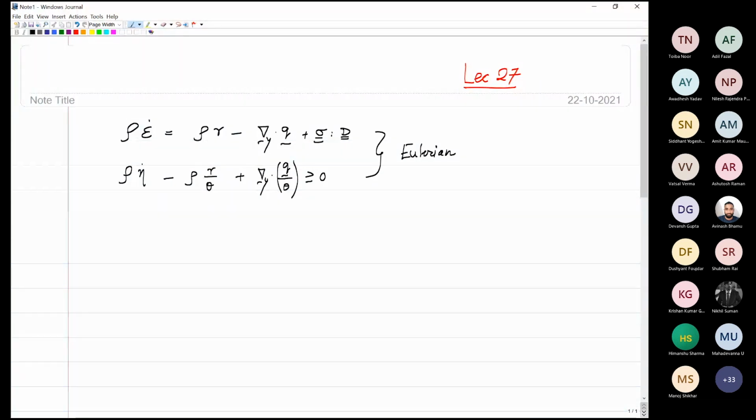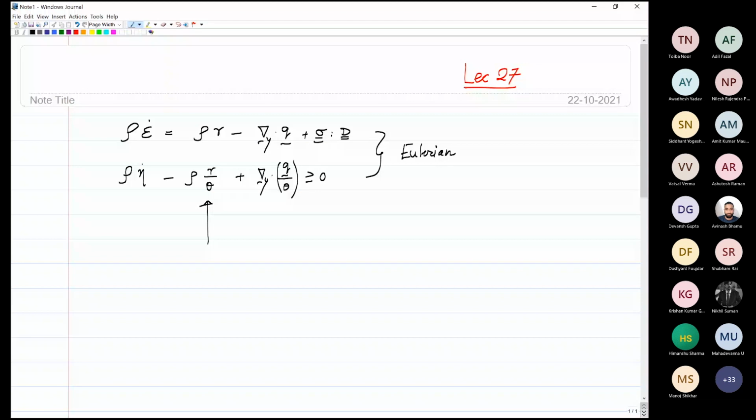I just want to make slight changes in the second law of thermodynamics and write it in a slightly different way. One is to eliminate this source term, this little r, the rate of heat energy per unit volume. And the other is that we want to introduce what is called Helmholtz free energy.